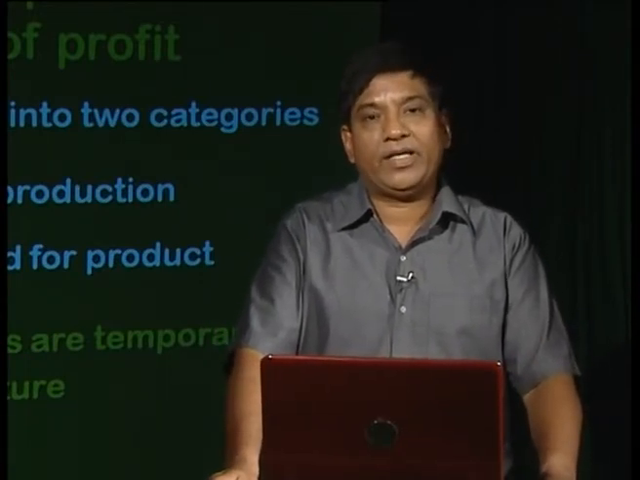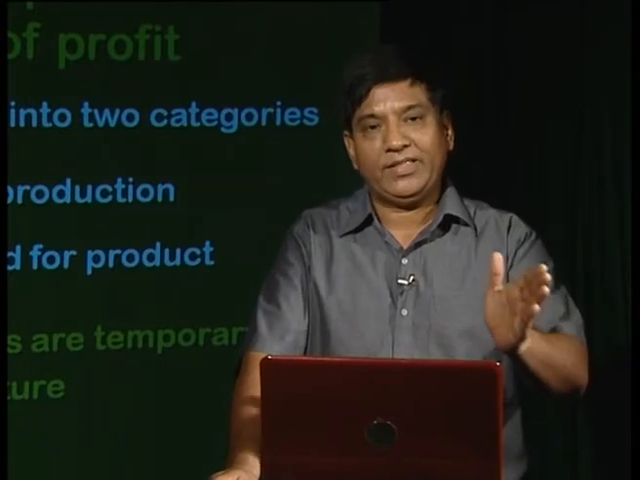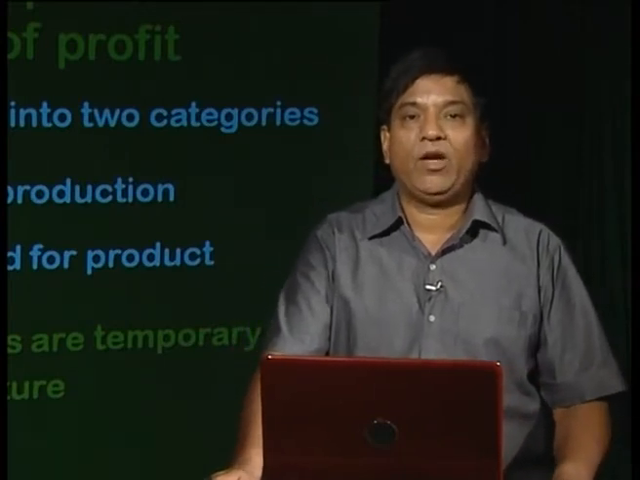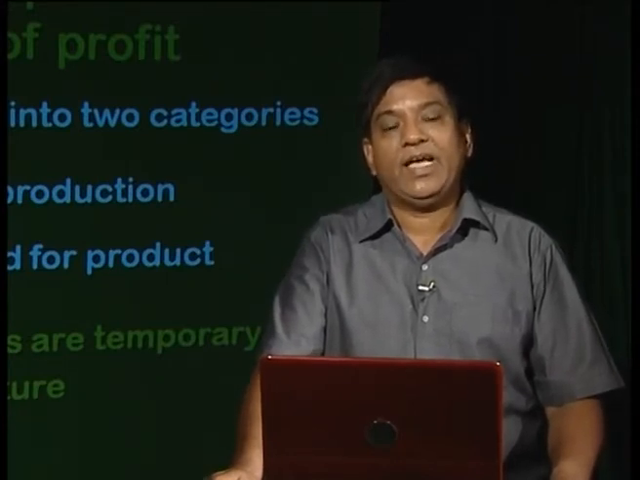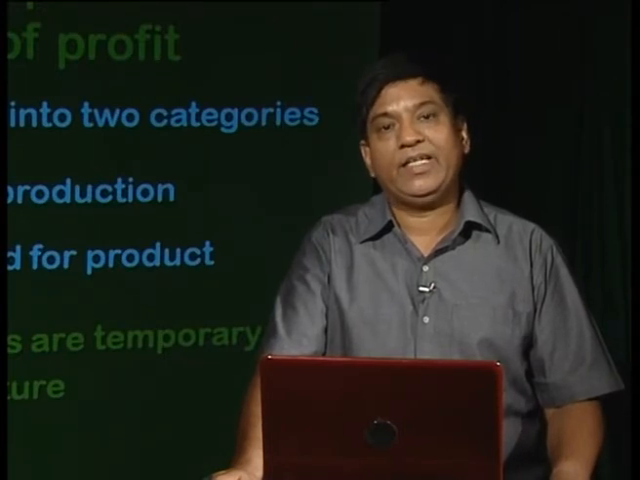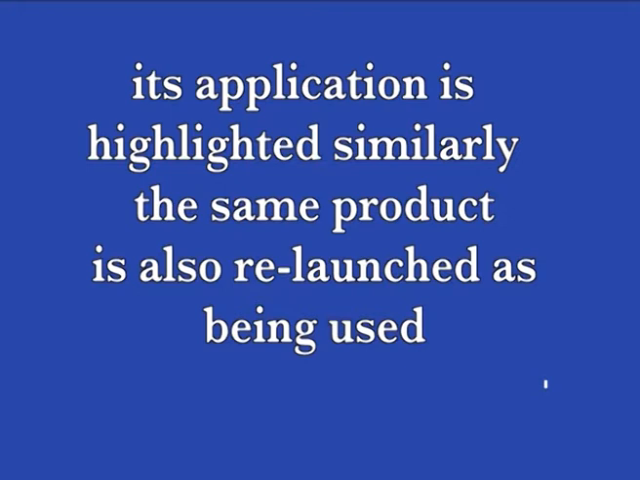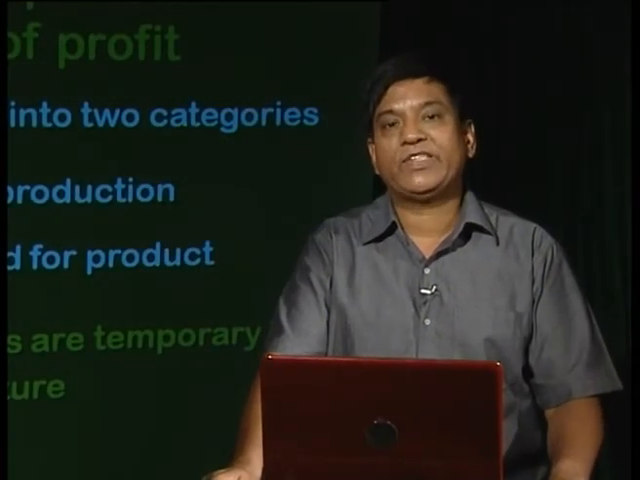Earlier we had a product called fire extinguisher, which was used in the industrial segment only, and this product, the basic technology was slightly improved, modified, and the whole product was relaunched as a consumer product under the name of Cease Fire. That is where the product is now marketed for the households, wherein kitchens its application is highlighted. Similarly, the same product is also relaunched as being used in moving vehicles, cars, buses, etc.